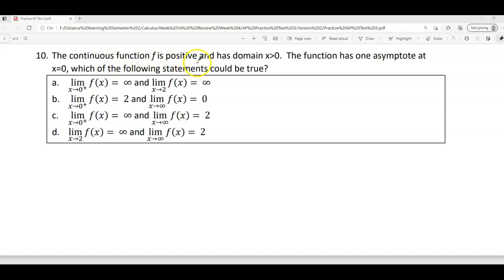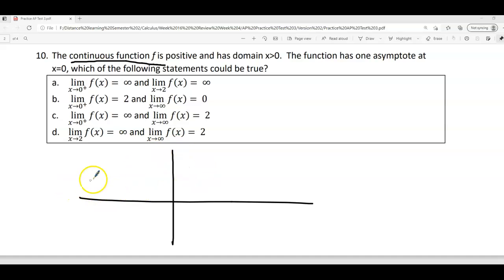So the continuous function f is positive. Now let's think about that. I want to draw a picture of this. We have a continuous function. It's got no holes, gaps, or jumps in it. So it's continuous. It's positive, so that means it's above the x-axis.